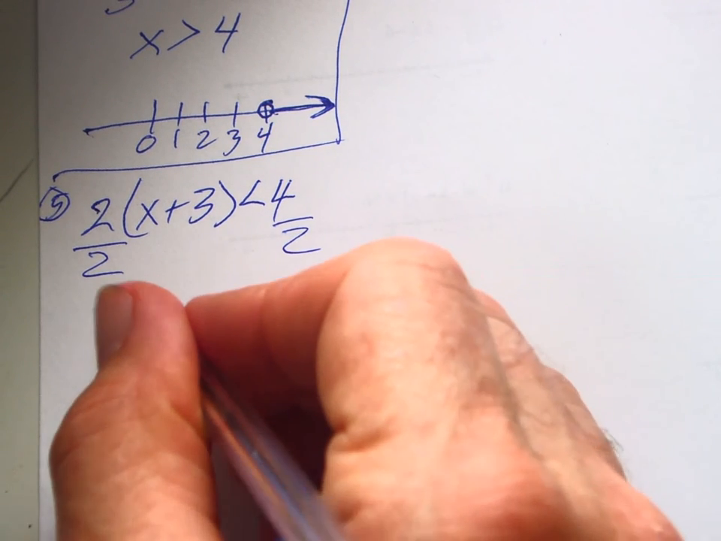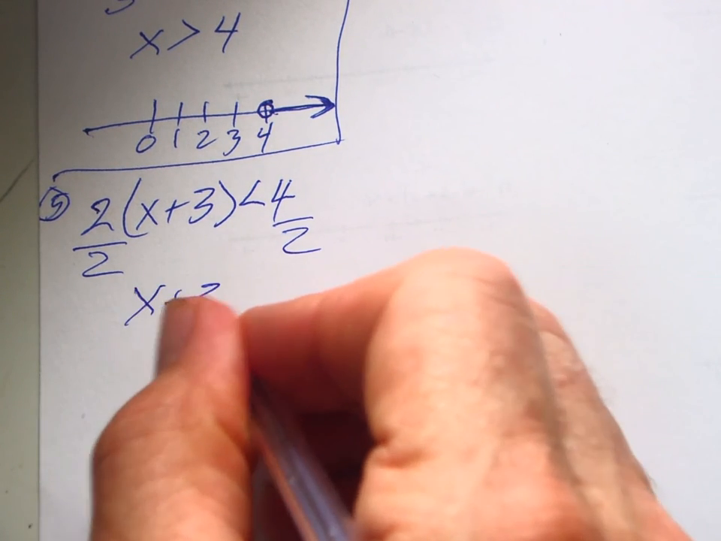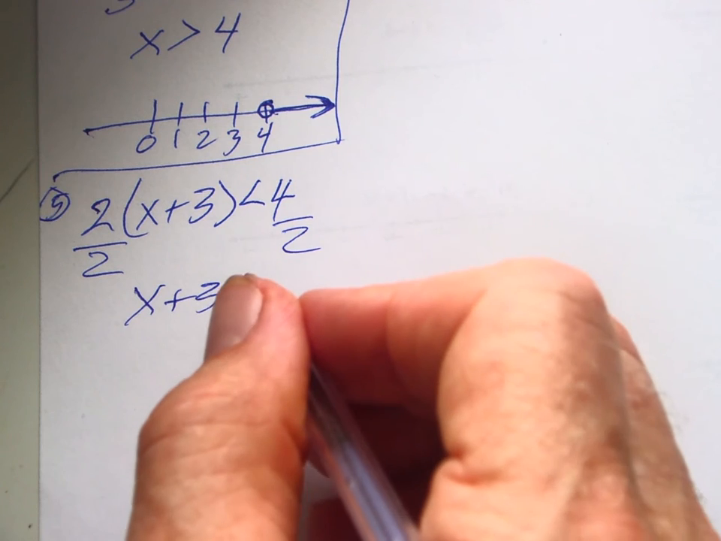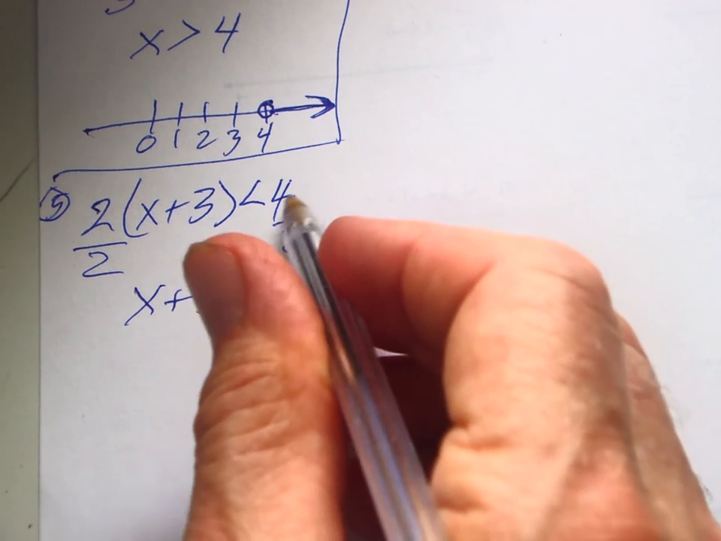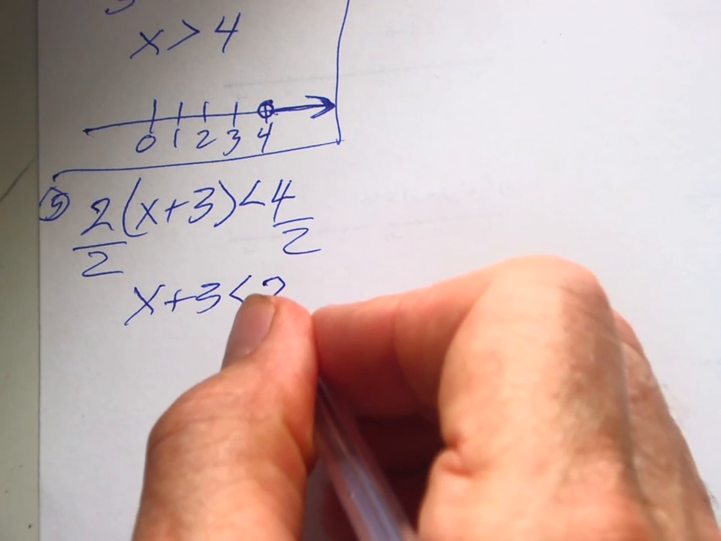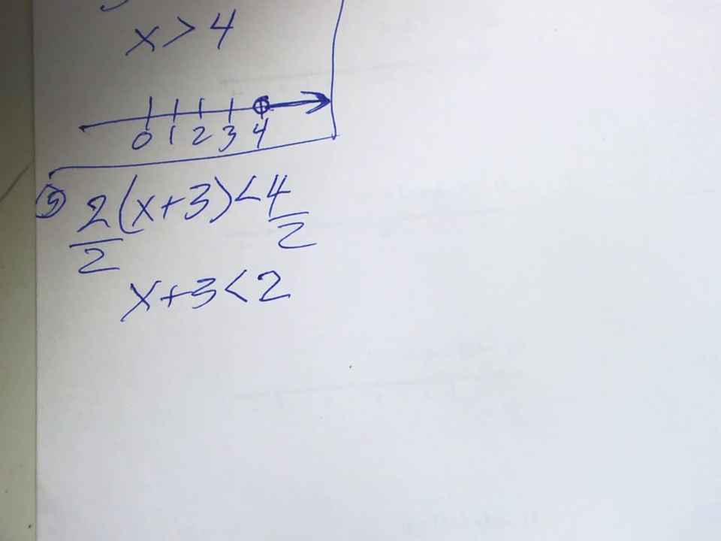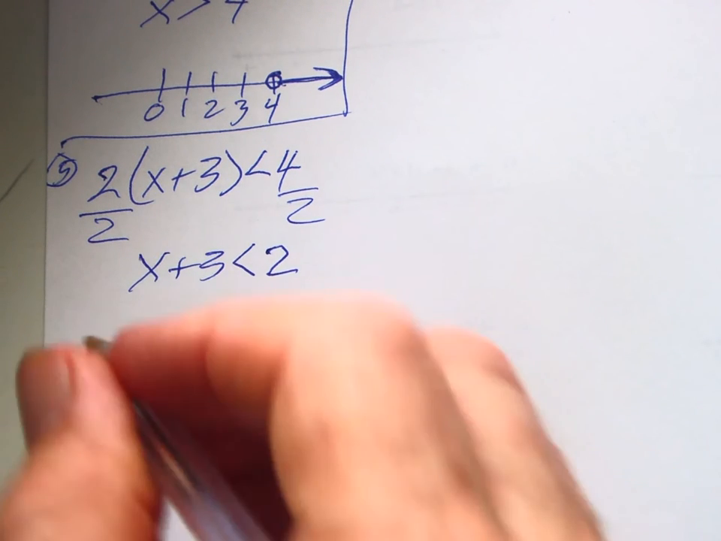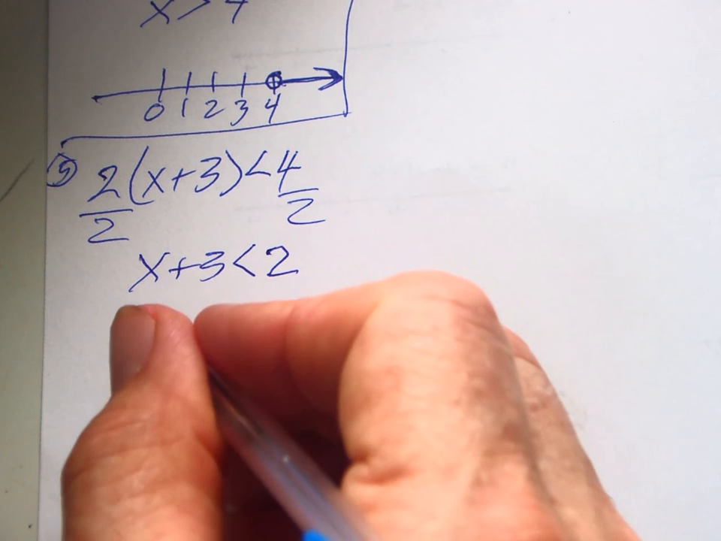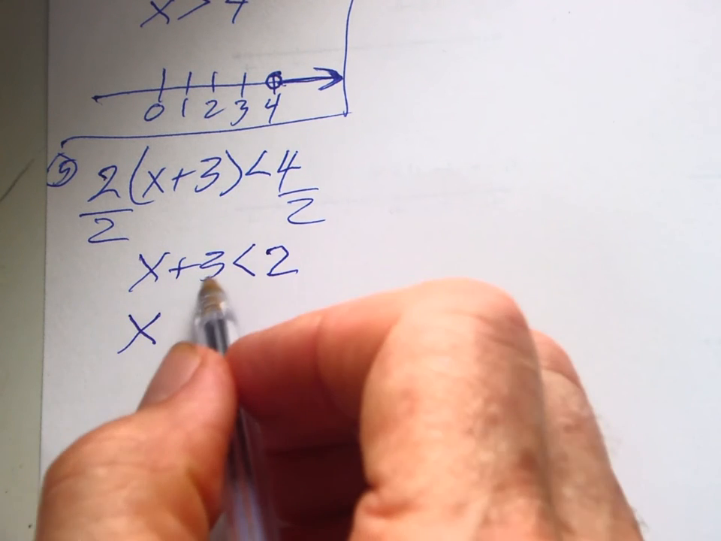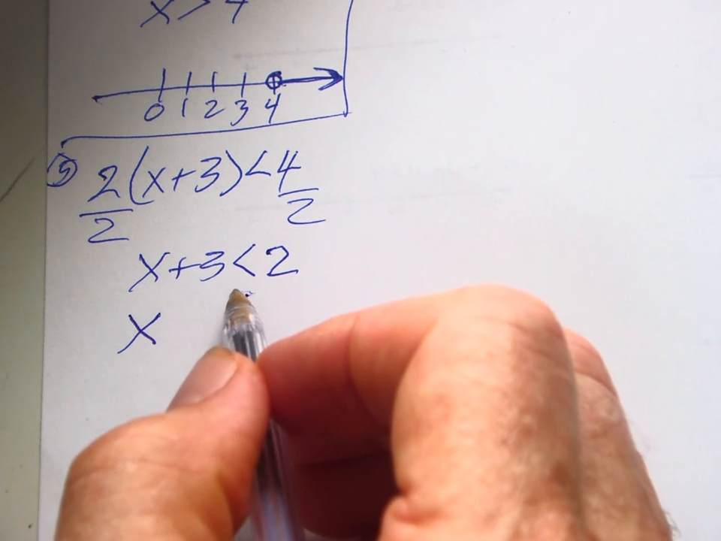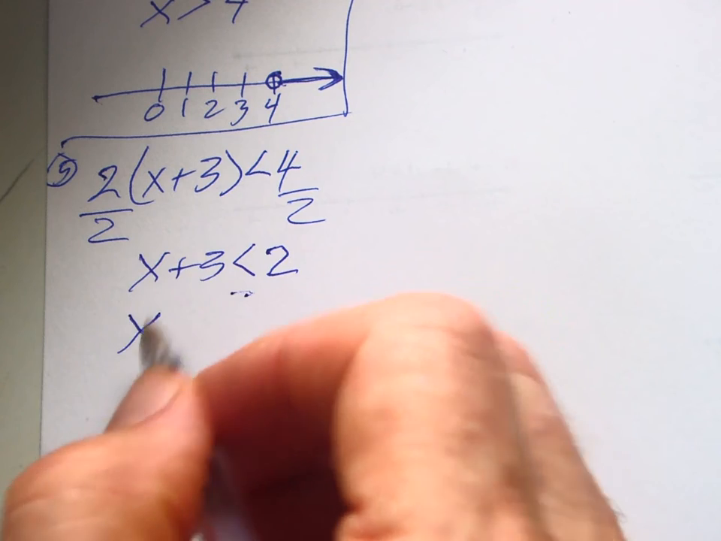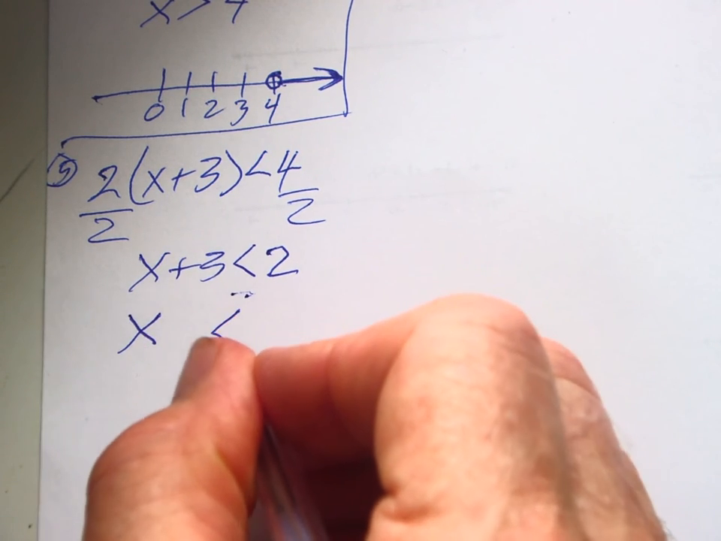So now I get x plus 3, and since it's by itself, I don't need the parentheses, is less than 4 divided by 2 is 2. Now I want to get rid of the 3. This is adding 3, so guess what? I'm going to subtract 3. I'm not going to write it this time. If I put plus 3 and I subtract 3, it's going to be 0, which means just an x. I got rid of the 3.